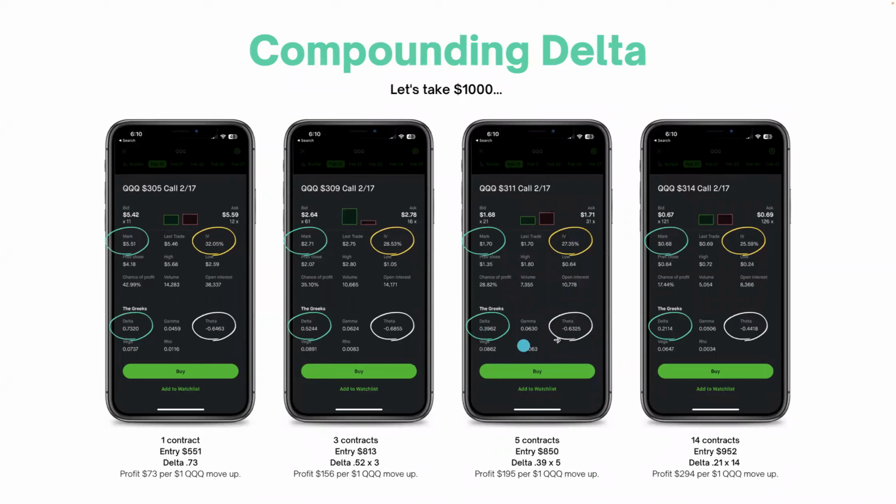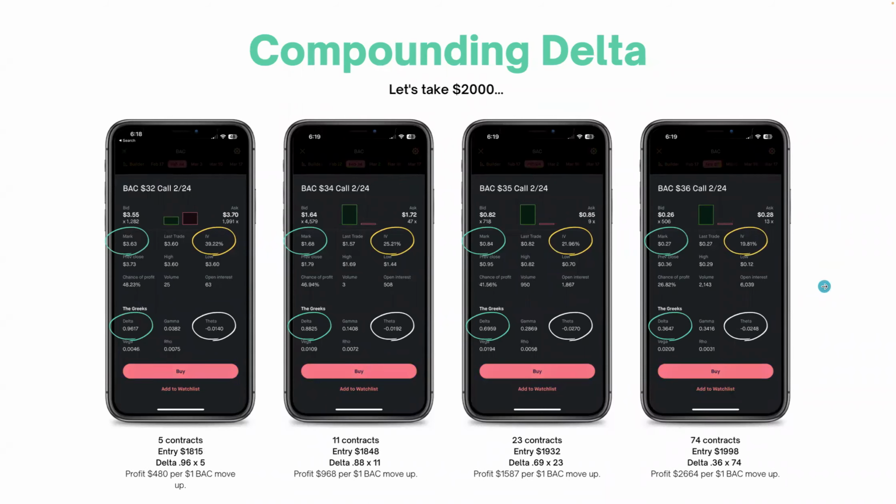And then over here, last but not least, this is the furthest out of the money. Oh, sorry, 314 strike. Our delta is 21 cents, so $21. We can get 14 contracts. So over here, we're making $294 every time the Qs go up $1, which is not a bad place to be. I think I got a little crazy with these.